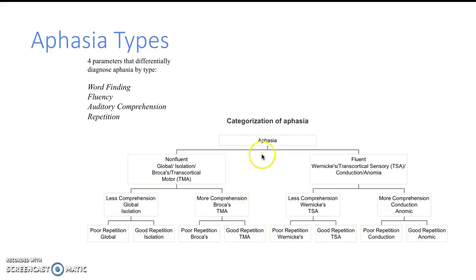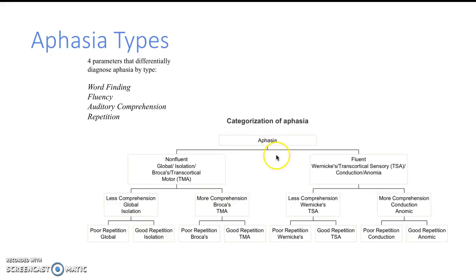So if this person has aphasia, is non-fluent, has less comprehension, and poor repetition, they have global aphasia. If this person has aphasia, they're non-fluent, they have less comprehension, but good repetition, then they have isolation or mixed transcortical aphasia.